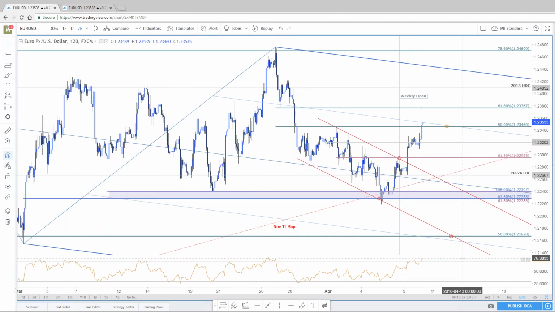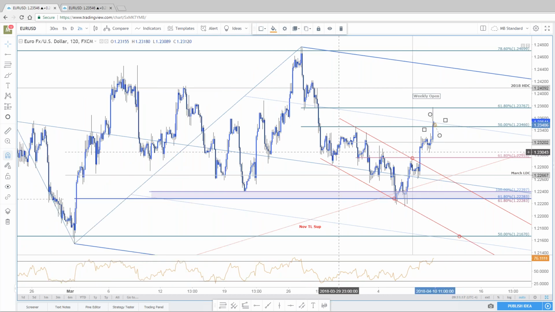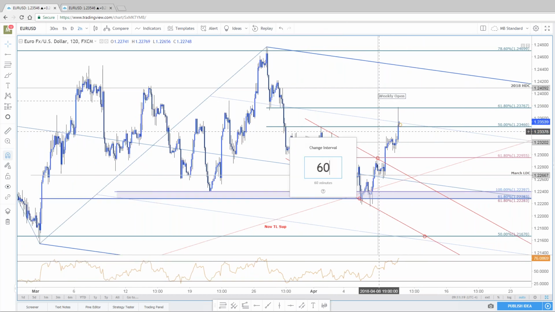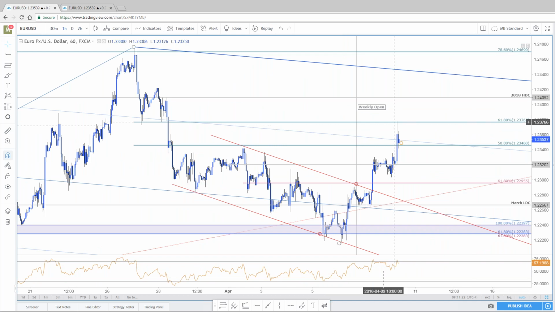So you stay constructive above 23. Topside targets unchanged, 23.76. Beyond here, the 2018 high day close, 24.09, and then the upper parallel. But this is still a problem for me, this little region here. Look for a close, at least on a 60-minute. Did we get a 60-minute close above? We did get a 60-minute close above.